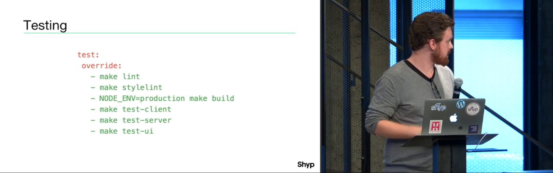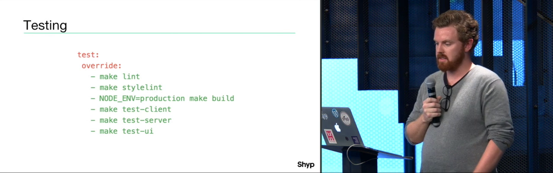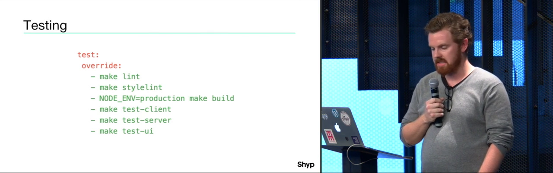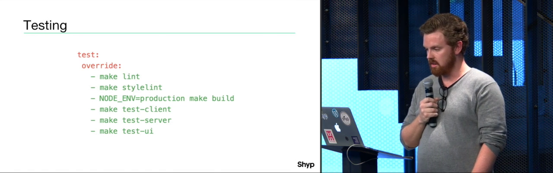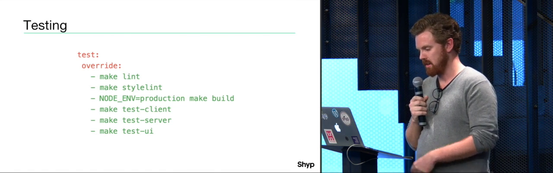So putting all these together with Circle is really easy. We've already got make targets and scripts to handle this for local development. So all we have to do is set up our Circle YAML file to run these in sequence, and it's something like this in the end. It's really straightforward.